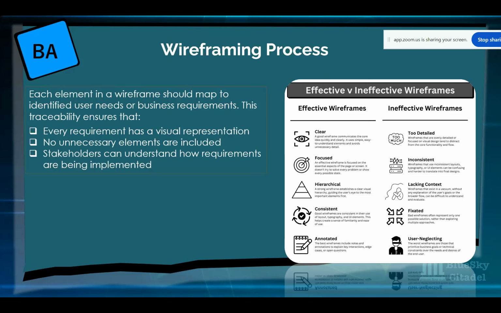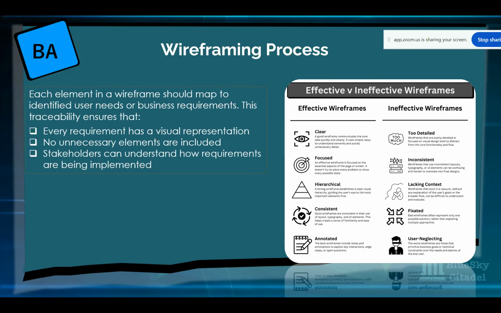I've talked about consistency, annotated. If there are notes you want the developer or the QAs to take note of, you can annotate it, that's fine. Make sure it's not too detailed. That's your inefficient wireframes. I've talked about consistent, so obviously make sure it's not inconsistent. Make sure it's not lacking context. What's the context? You don't just put something there and nobody knows what it's about. Again, for context, your wireframe is a visual representation of your user story, so that's your context.